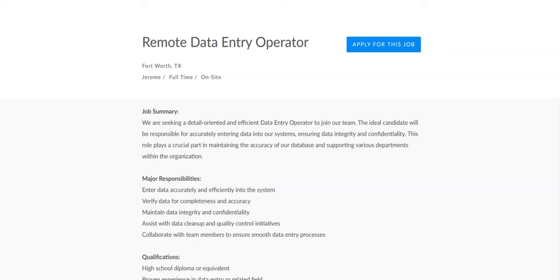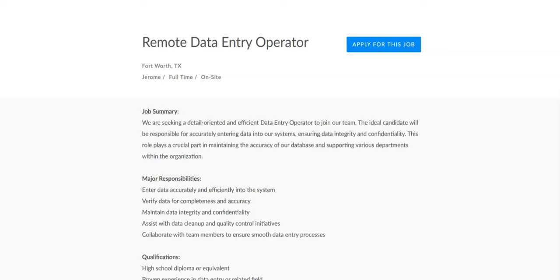Regarding the major responsibilities for this job, you will enter data accurately and efficiently into the system. You will verify data for completeness and accuracy. You will maintain data integrity and confidentiality. You will assist with data cleanup and quality control initiatives. And you'll collaborate with team members to ensure smooth data entry processes.